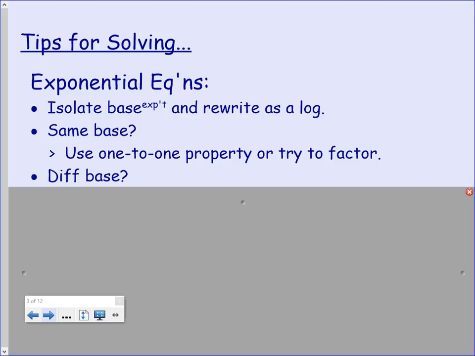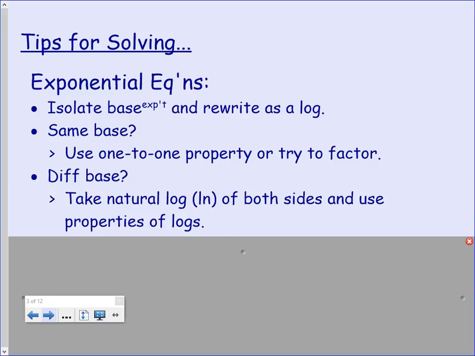What you probably didn't see last year in Algebra 2, possibly you saw it in Algebra 3, was what do you do if they have different bases? How do you solve if they have different bases? If we come across two bases raised to an exponent, and there's no way to utilize the one-to-one property or factoring, so we can't rewrite it in terms of the other, then we're going to take the natural log of both sides, and then we're going to use our properties of logarithms.